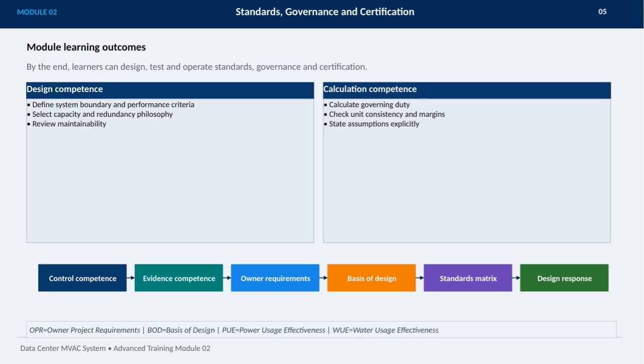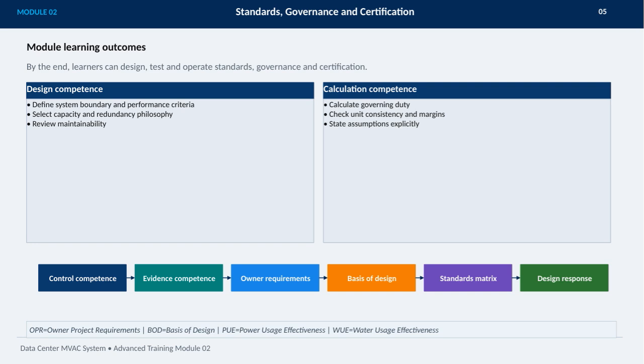In this module, we'll focus on standards, governance, and certification for data center MVAC systems. By the end, you'll be able to design, test, and operate these systems effectively. We'll cover key competencies including design, where you'll learn to define system boundaries, set performance criteria, select capacity and redundancy philosophies, and review maintainability. On the calculation side, you'll gain skills to calculate governing duty, ensure unit consistency and margins, and state your assumptions clearly.